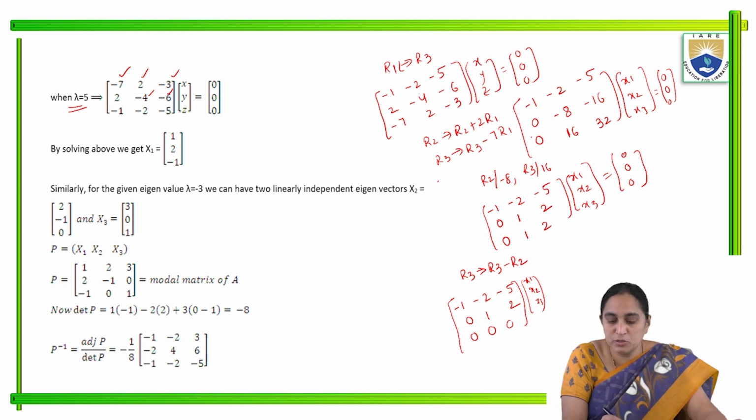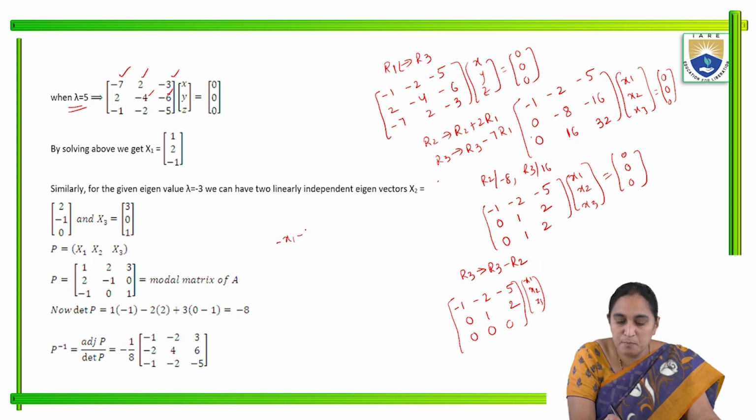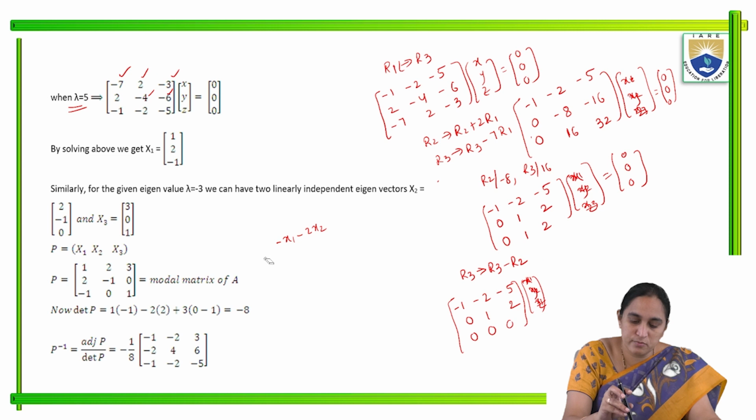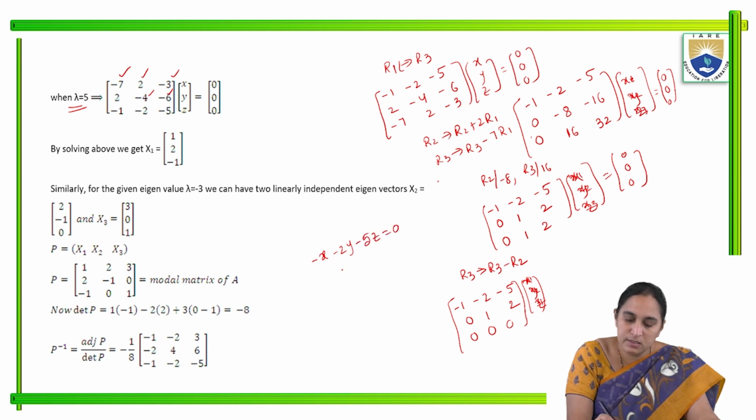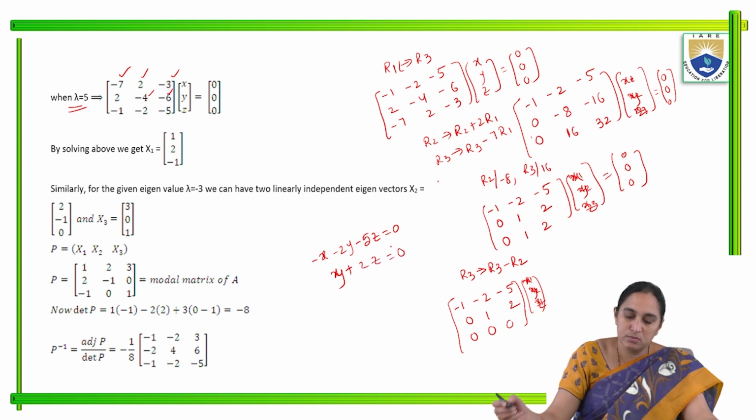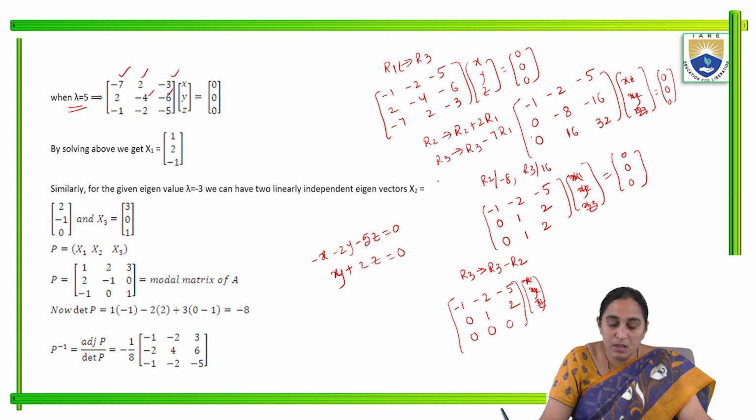From that, what is the first equation? Here I'm taking x, y, z; whatever the variables are, we are finding the unknown values. From that, -x -2y -5z is equal to 0. Next, y plus 2z is equal to 0. After reducing the matrix to echelon form, I am writing the equations.